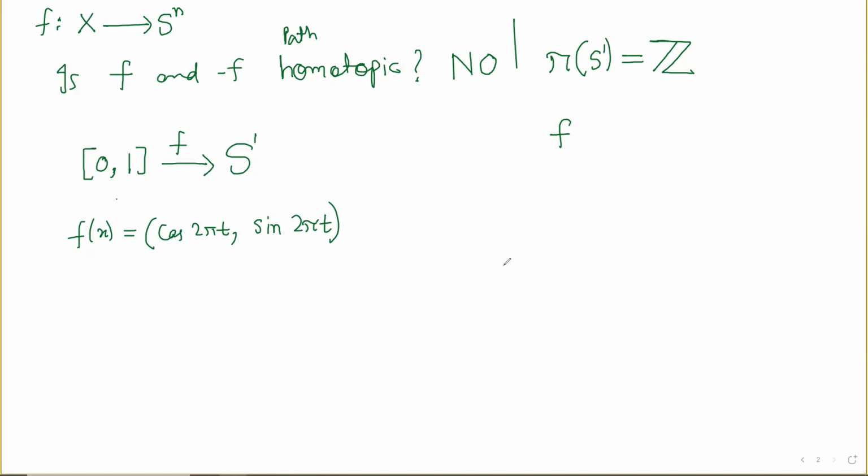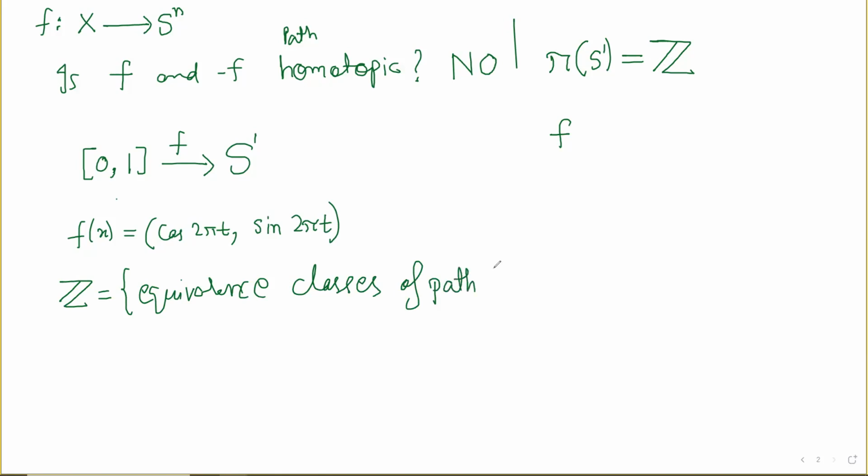But let me just write this. So this Z is of course equivalence classes of path homotopies of loops. So loops, I misunderstood. So 0 and 1 go to the same point, right? So that's okay.